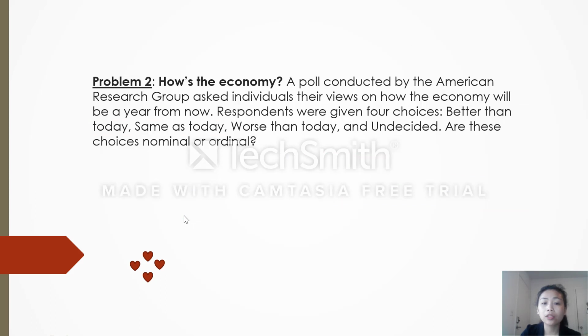Problem number 2, how's the economy? A poll conducted by the American Research Group asked individuals their views on how the economy will be in a year from now. Respondents were given 4 choices: better than today, same as today, worse than today, and undecided. Are these choices nominal or ordinal?